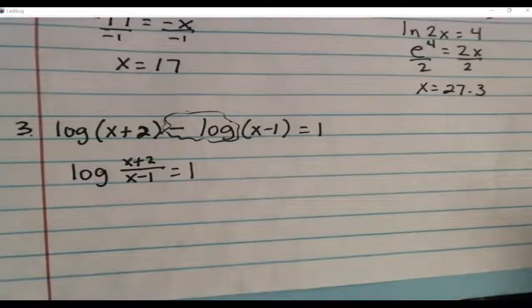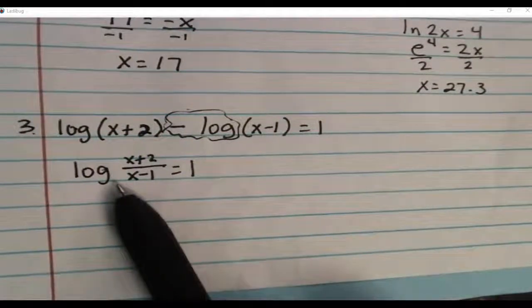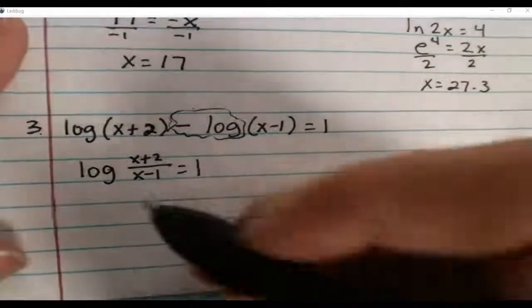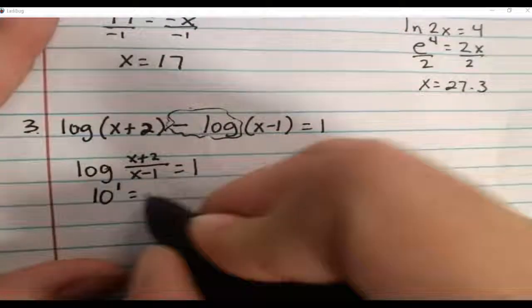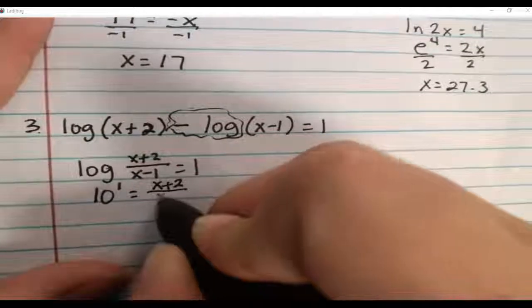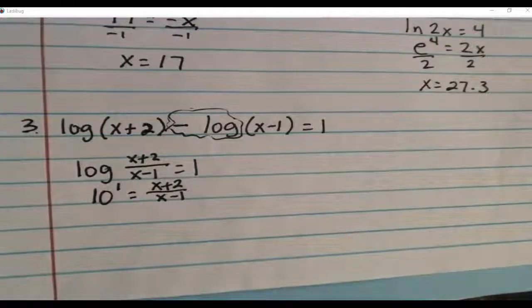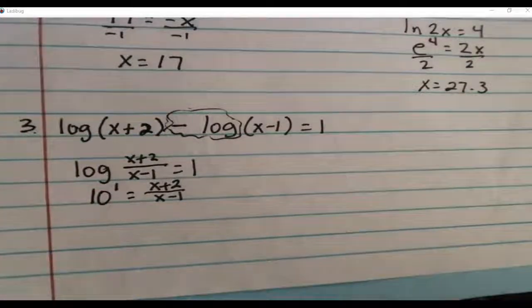Questions on that? So now I want to change it to exponential form, but I don't have a base here. What is that base if there's not one? 10. Good. So that becomes 10 to the 1st equals x plus 2 over x minus 1. So anytime you have just a log with no base, it's an understood 10. So log base 10.